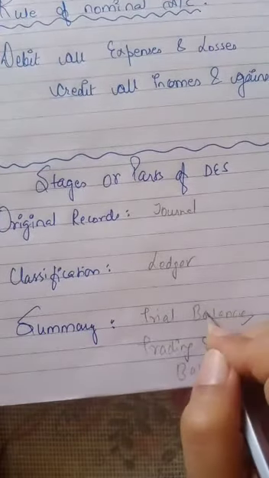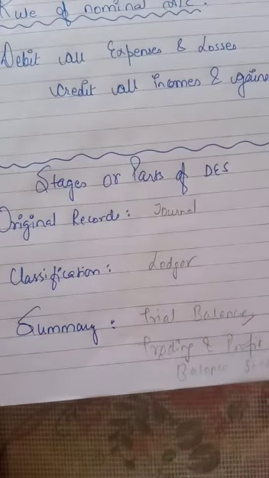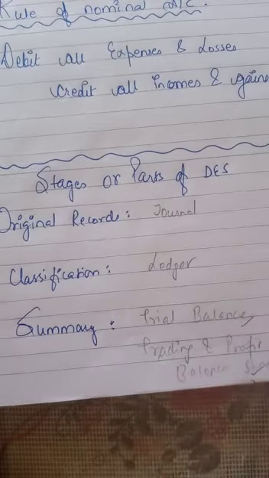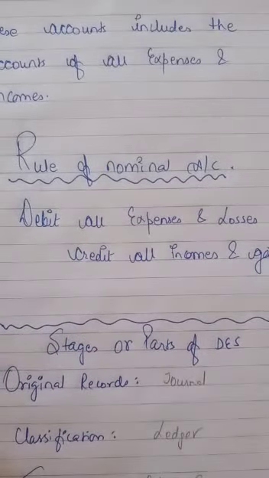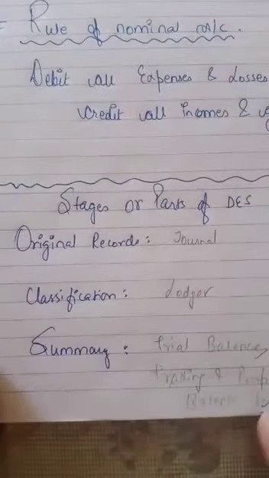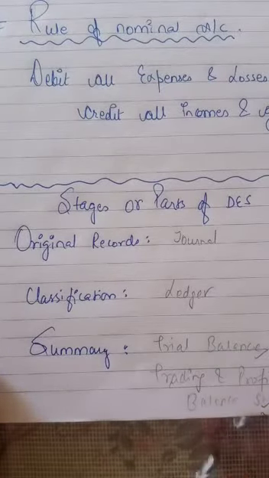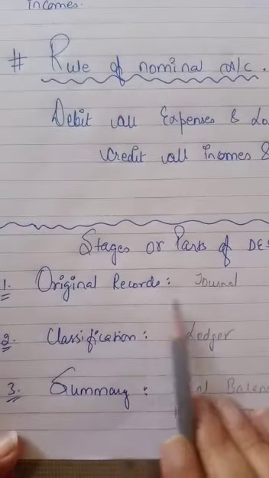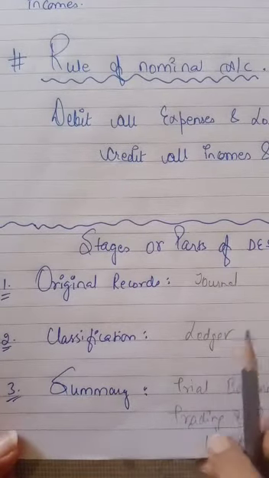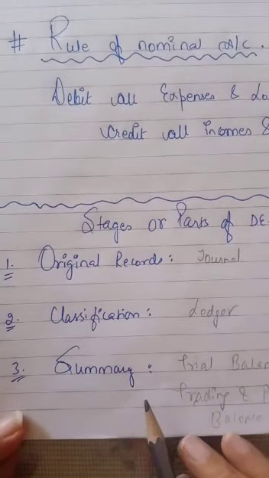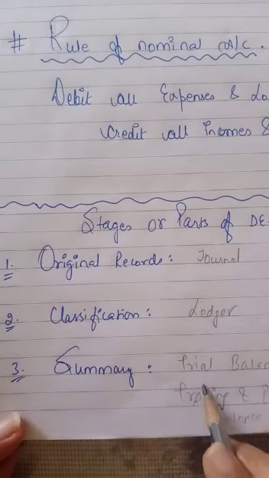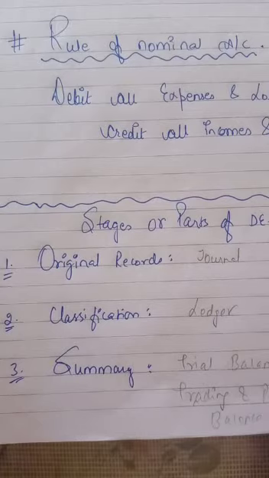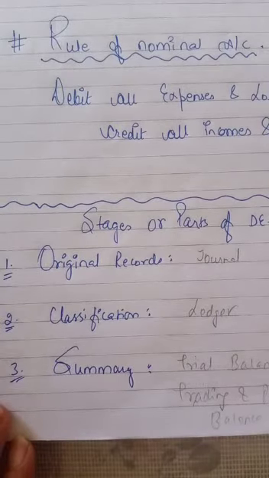And with the help of trial balance, trading and profit and loss account and balance sheet will be prepared at the end of the year for ascertaining the profit or loss of the year and the financial position. So these were the three stages or three parts of double entry system. Original record means journal entries, classification means ledger posting, then summarization, summary means preparing trial balance, and then with the help of this trial balance we will prepare trading and profit and loss account and balance sheet. These were the three stages.